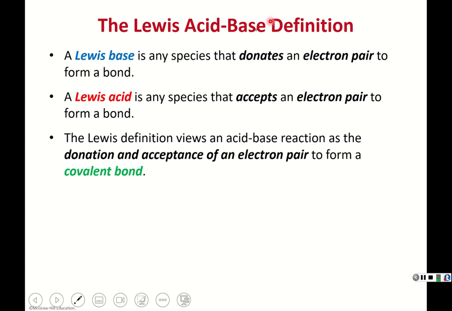The Lewis acid-base definition now is a little bit different. It is based on electron donation. So not proton donating, but electron donating. A Lewis base is something that donates an electron pair to form a bond, and a Lewis acid is something that accepts an electron pair to form a bond. So a Lewis base is an electron donor. A Lewis acid is an electron acceptor. In Bronsted-Lowry, typically the donor is an acid and the acceptor is a base. This one's a little bit flipped because we're talking now about electrons instead of protons. In this definition, the acid-base reaction forms a covalent bond.